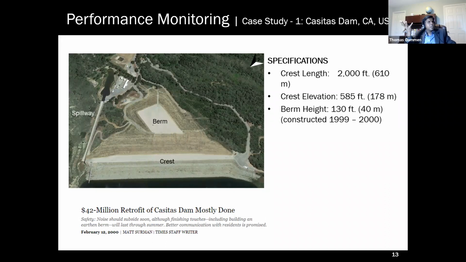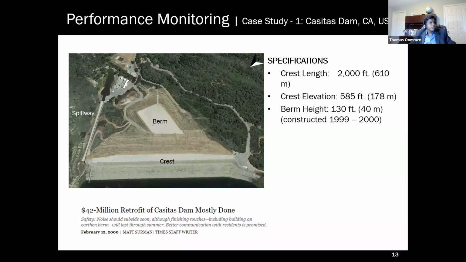This dam caught our attention because we saw there was some movement happening at this dam location. And we started exploring more to see what is going on at this location. We looked at some of the basic dimensions of the dam. The crest was about 2,000 feet, at an elevation of 585 feet. The berm height was about 130 feet. It was an earthen dam.